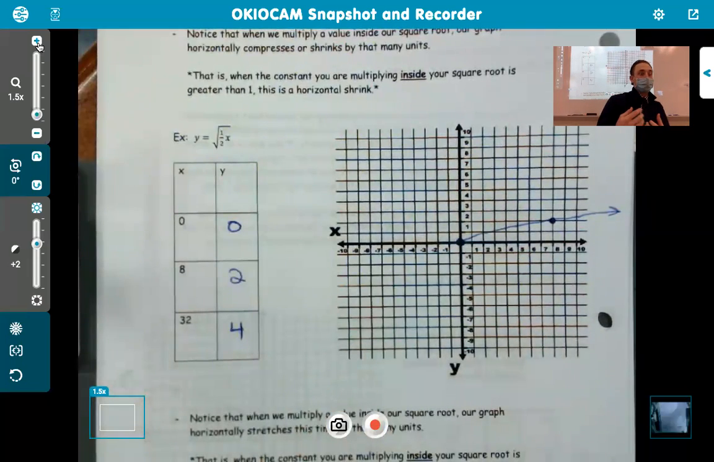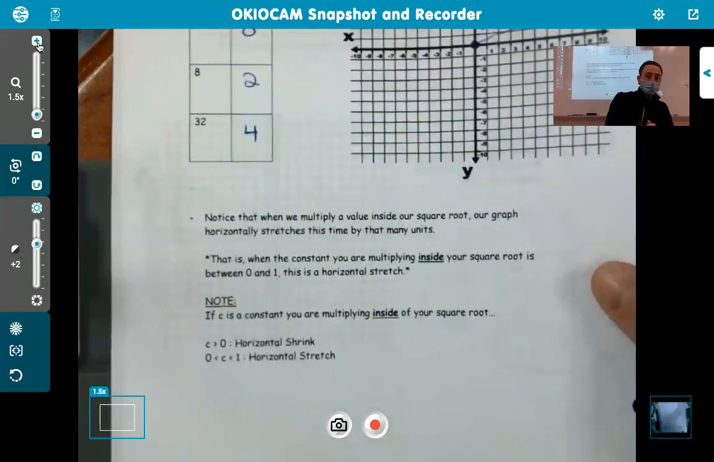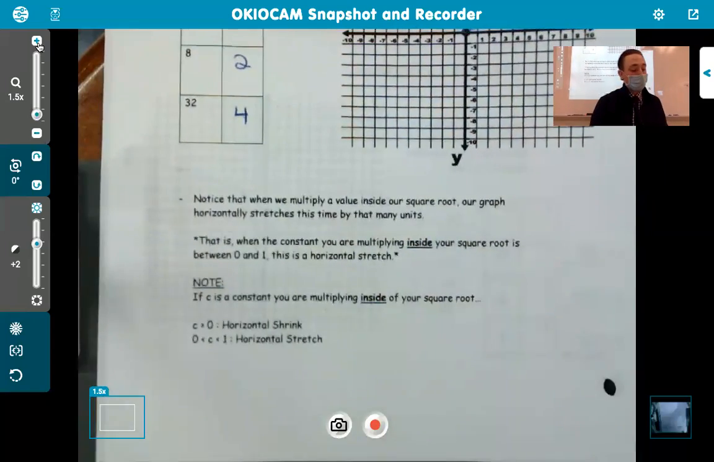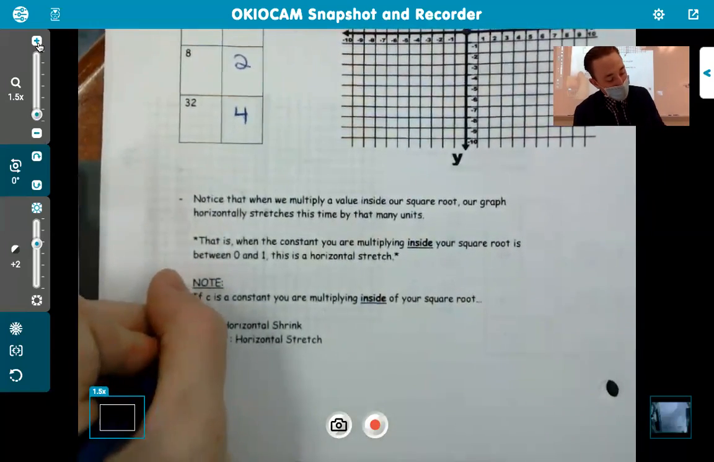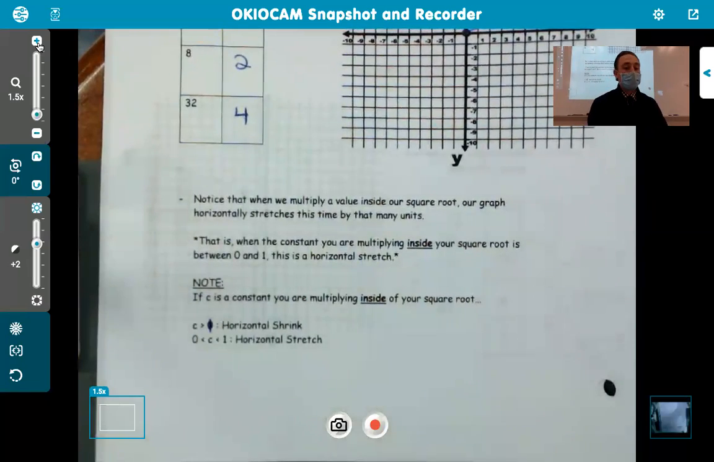All right. Again, notice the common theme. When something's underneath my square root, whether I'm adding or subtracting or now multiplying, it's affecting the graph horizontally. All right. So we have that at the bottom there. This should actually say when c is greater than 1. So that's my bad with the typo there. But it kind of just outlines everything we talked about.